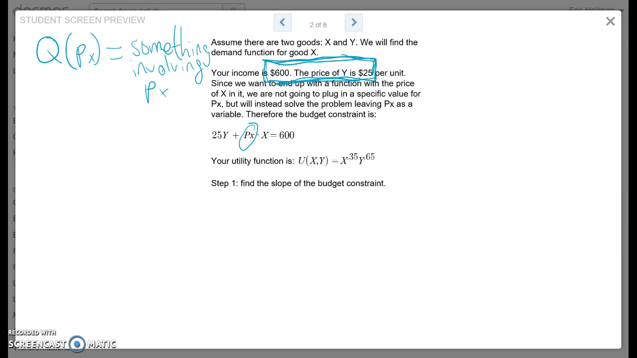Okay, here's our utility function. Step one is to find the slope of the budget constraint. So I'm going to put up a quiz question. I'll let you give that a try.